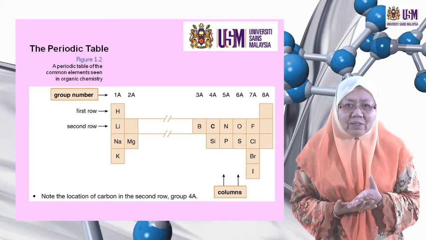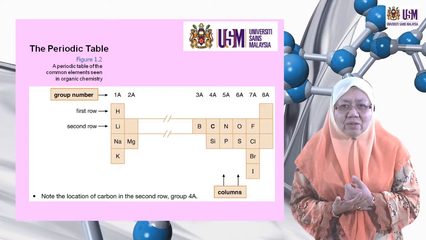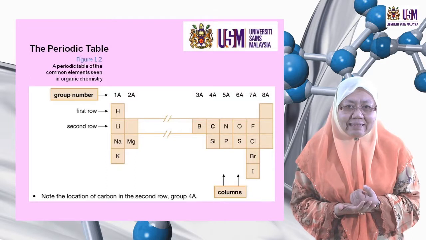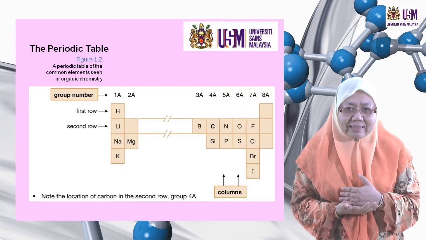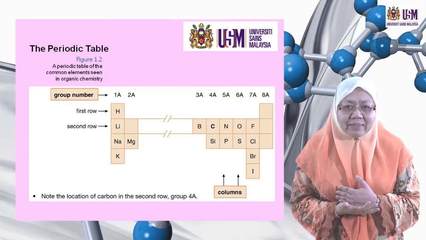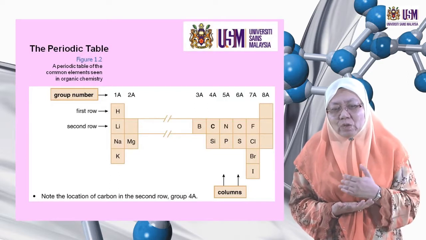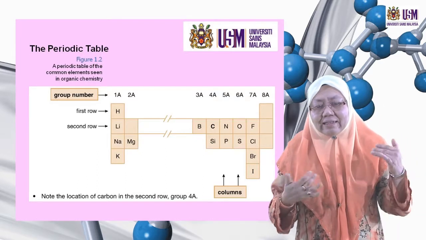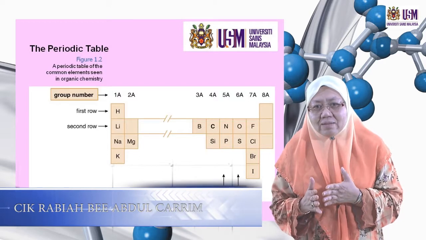As a revision, we look back at the periodic table. As we can see, group 1A in the first row, hydrogen is on its own actually. So the first atom in group 1A is actually lithium. Lithium is already in the second row. The first row consists of only hydrogen, and the second row would consist of lithium and beryllium. As we go more to the right, you will find boron, carbon, nitrogen, oxygen and fluorine. And then the next row would consist of sodium, magnesium.